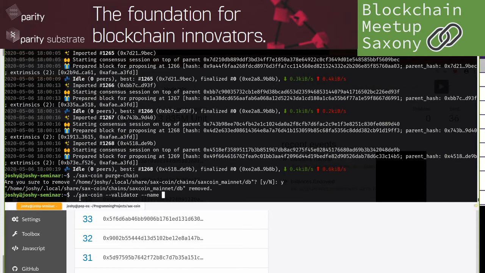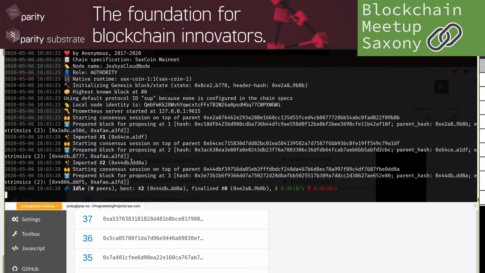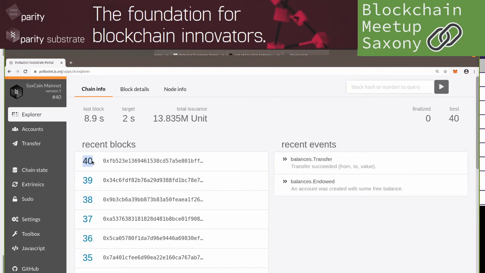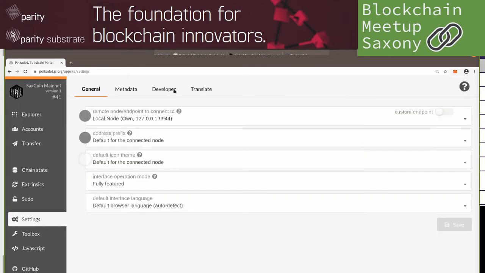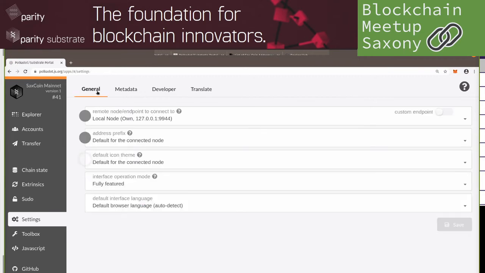Validator, name, Joshy's cloud node. I always give it a name when I'm running too, because otherwise it's too easy to get confused about which terminal you're looking at. So this looks good, healthy like it did before. We're on block 2, and here you can see I show a different block number, and that's just because I'm connected to my local node. So on the settings tab, I can tell it what node I want to be connected to.